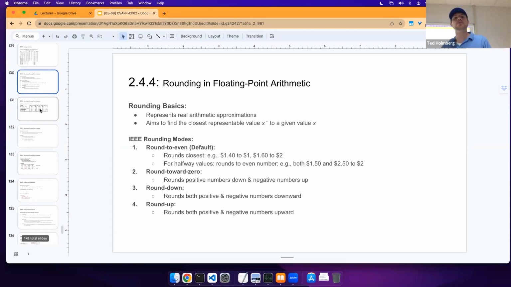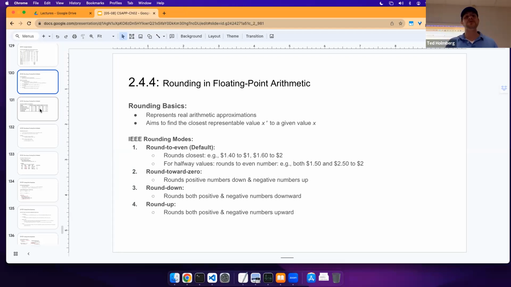Okay, let's talk about rounding in our floating point arithmetic, because that's a big and powerful concept, right? Unlike with integers, everything's an approximation. So our rounding basics here: we're going to represent our real arithmetic approximations with an aim to finding the closest representative value x' to a given value x.